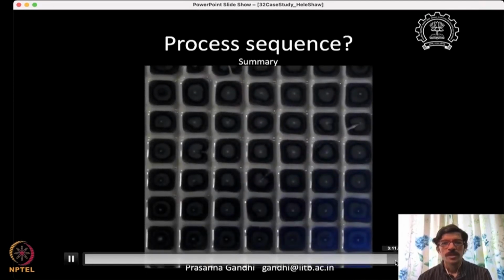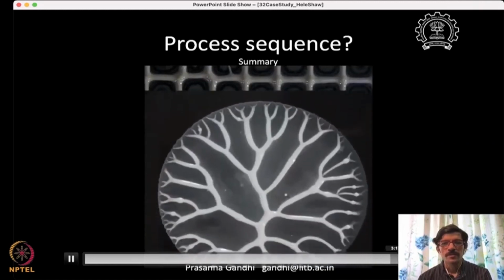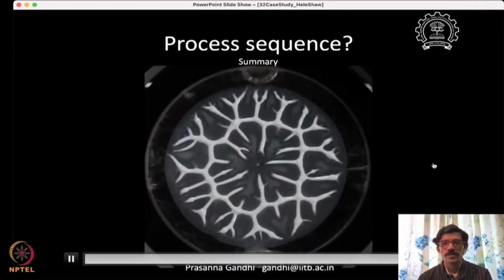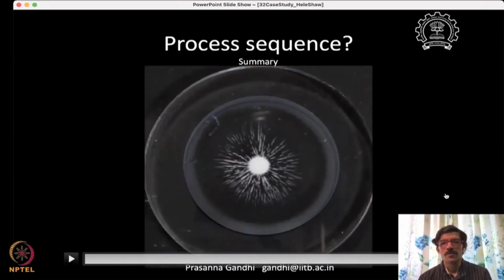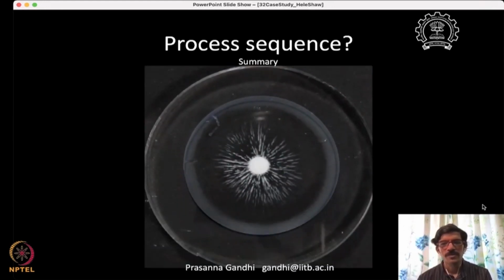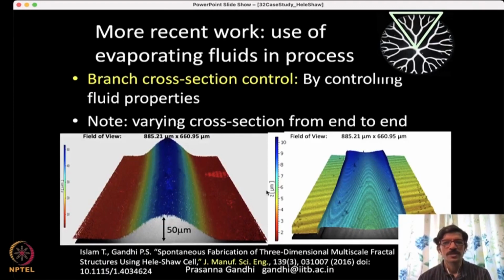So maybe we can skip the rest of the part. You have these different interesting patterns that can be fabricated, and one can explore this more. With different kinds of fluids you can have different possibilities. Say, for example, if you use an evaporating liquid, with the solvent evaporating, then you get these kinds of patterns. So this is a combination of liquid drying on the surface and this Hele-Shaw process.